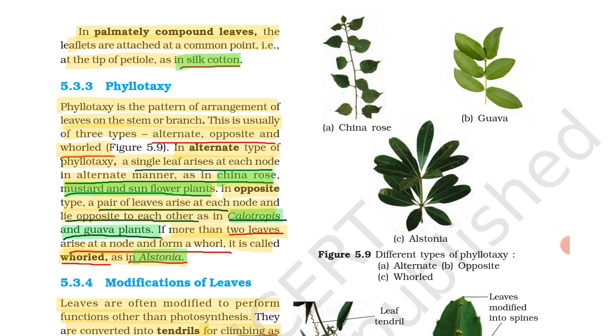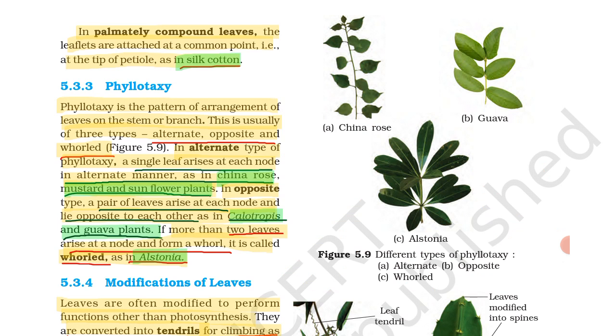The examples of alternate phyllotaxy are China rose, mustard and sunflower. In this, a single leaf arises at each node in an alternate manner, seen in China rose, mustard and sunflower. Next is the opposite type of phyllotaxy, in which a pair of leaves arises at each node and lies opposite to each other. So see figure 5.9b.